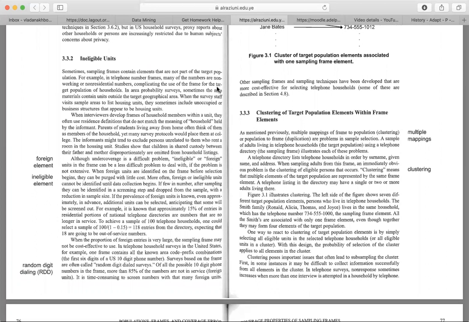Clustering of target population elements within frame elements. Multiple mappings of frames to population or population to frame are problems. One way to react is by selecting all eligible units in a cluster. However, it may be difficult to collect information successfully from all elements in the cluster. Also, respondents may discuss answers with others, which may sway them. If all frame elements are given equal chances, but one eligible selection is made from each, then elements in large clusters have lower overall probabilities of selection than elements in small clusters. The problem is that they end up overrepresenting.